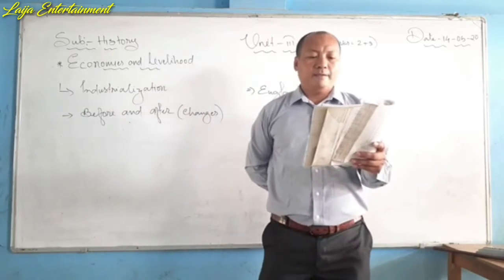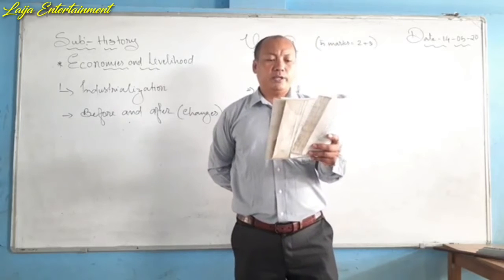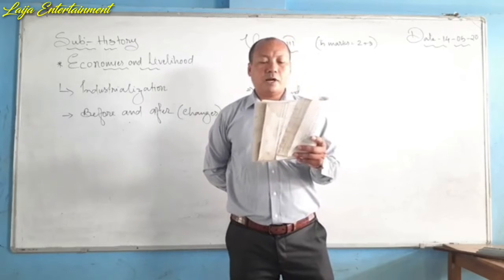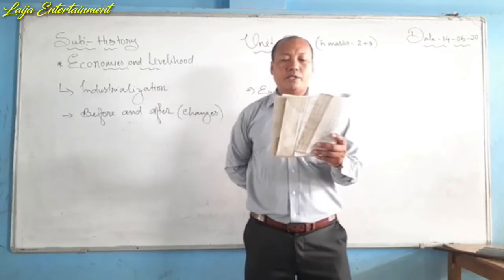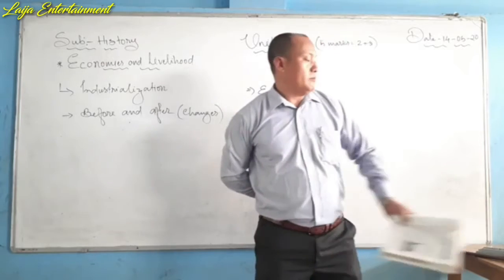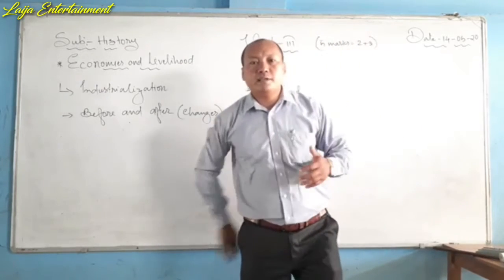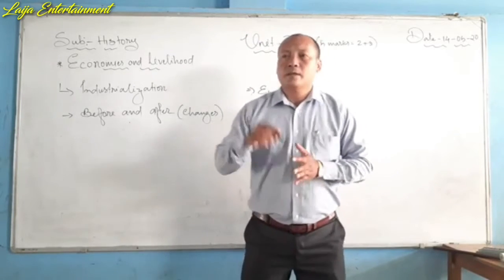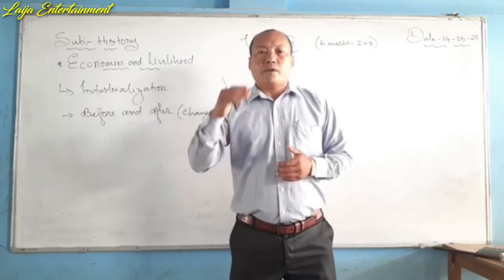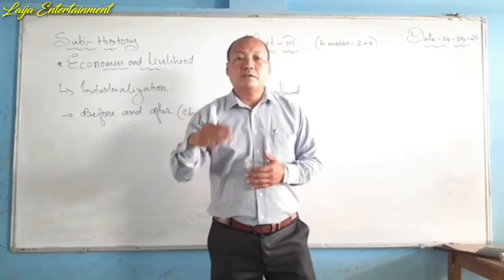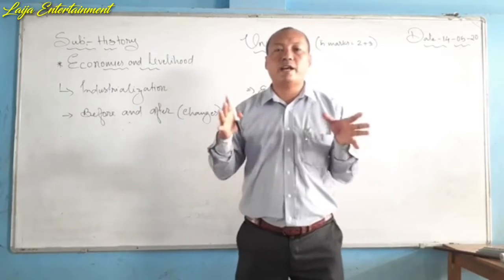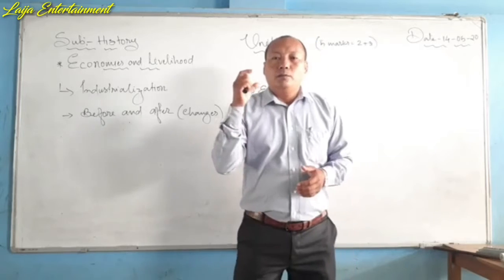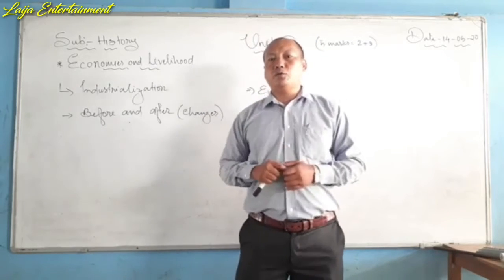Last year, we learned about the agricultural revolution in Britain and America. It resulted in the creation of a large number of displaced farm workers, particularly in Britain. In class 9, we saw that farm labour was reduced and people moved to industry, where machines replaced labour.